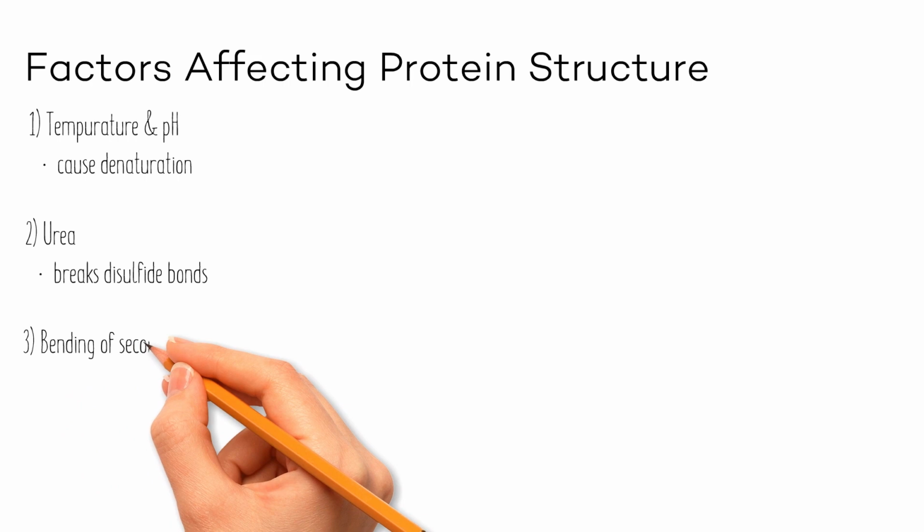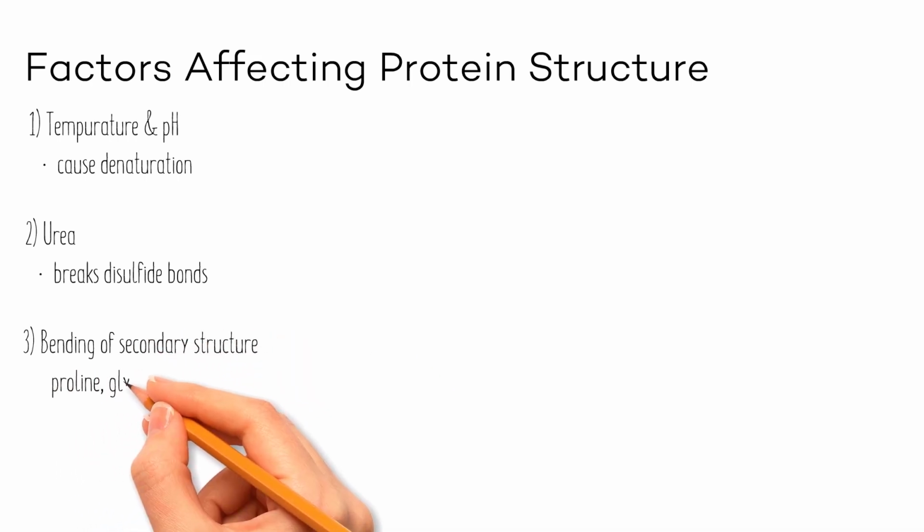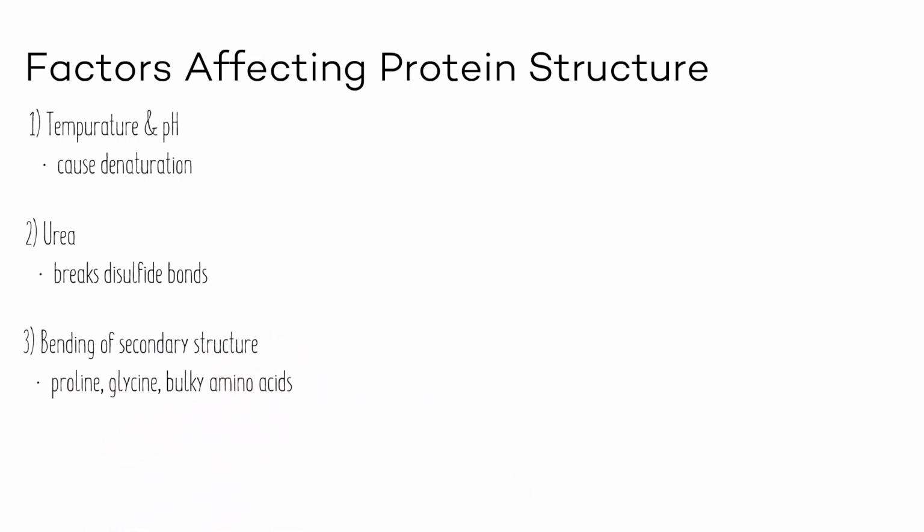Another thing affecting the protein structure is going to be proline, glycine, and any bulky amino acids. The way that the protein folds, proline, glycine, and bulky amino acids can affect the way that it folds by giving it room or taking up room.